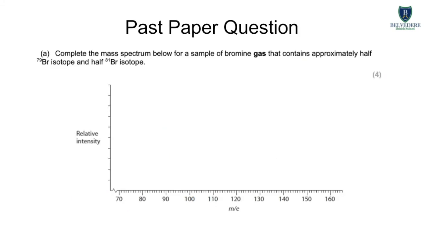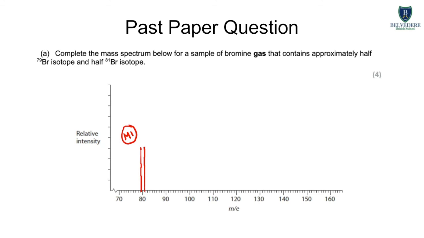So this is a past paper question, and it's using very much the same spectrum that we just used. I just want to show you in terms of the marks, how you get these marks. So we want to complete the mass spectrum for a sample of bromine gas that contains approximately half of the 79 and half of the 81 isotopes. Now, the intensity that we use doesn't matter as long as we get the correct ratios. So if I have 79 and 81, as long as they are identical height, then we would get a mark here. So let's make them, there is 79 and there is 81 at the same height. Of course, you would have a ruler when you're drawing these, and that would give you your first mark.